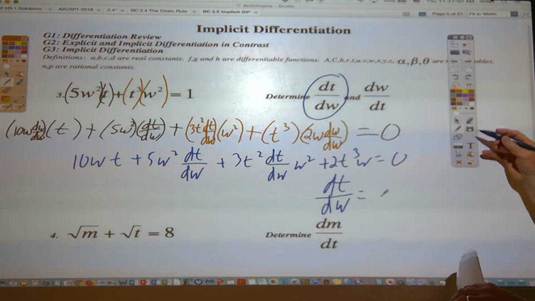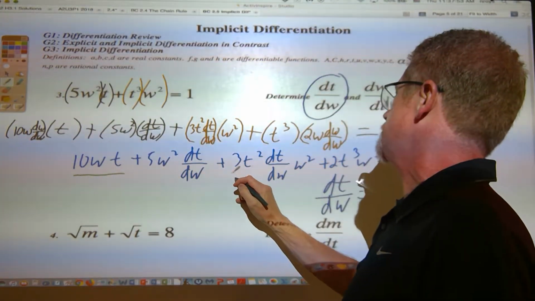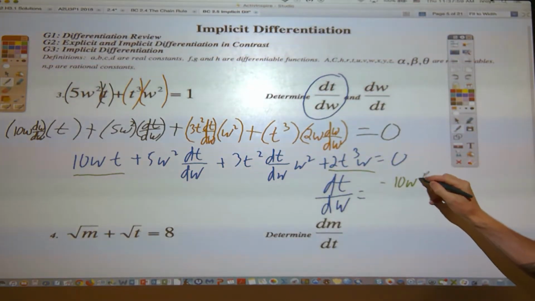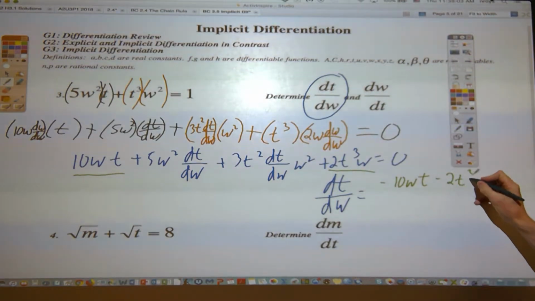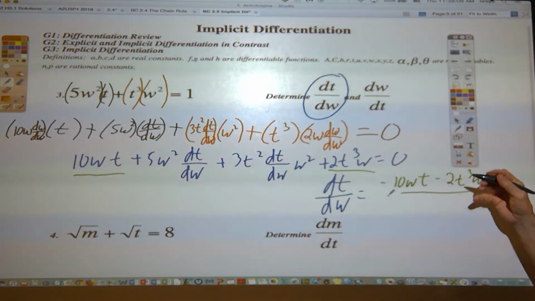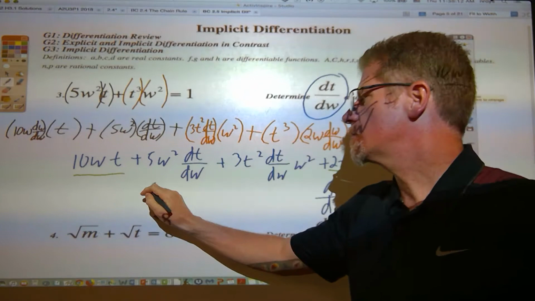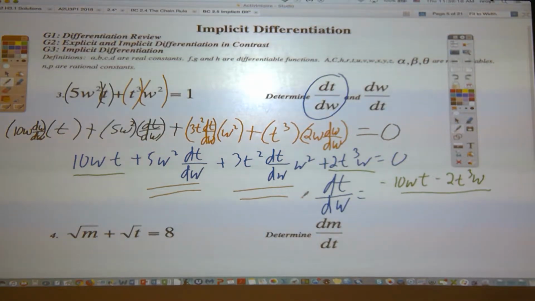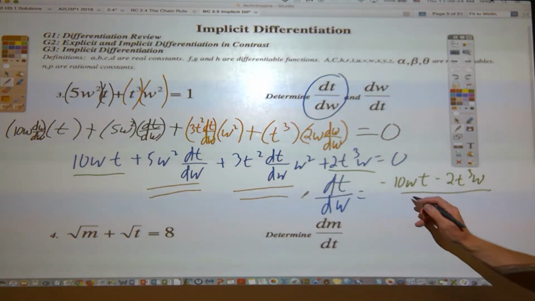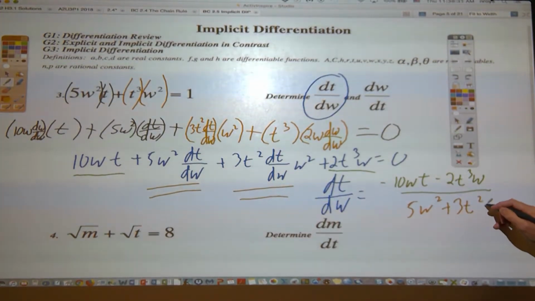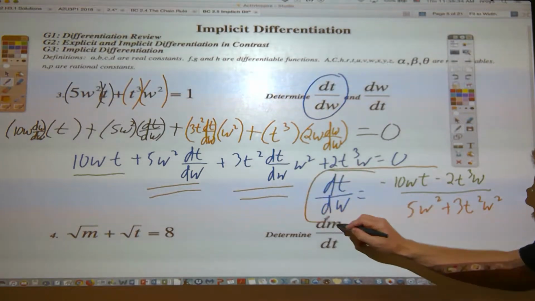dt/dw is going to be: every term that does not contain dt/dw will be exported to the right-hand side of the equation. It will be negative 10wt minus 2t cubed w. The denominator will be the binomial that remains when dt/dw is factored out of the terms that contain dt/dw. Can someone tell me what is the binomial by which we will eventually divide both sides? What's the binomial that's left over once we factor out dt/dw? Well, 5w squared plus 3t squared w squared. Yeah, and that's dt/dw.